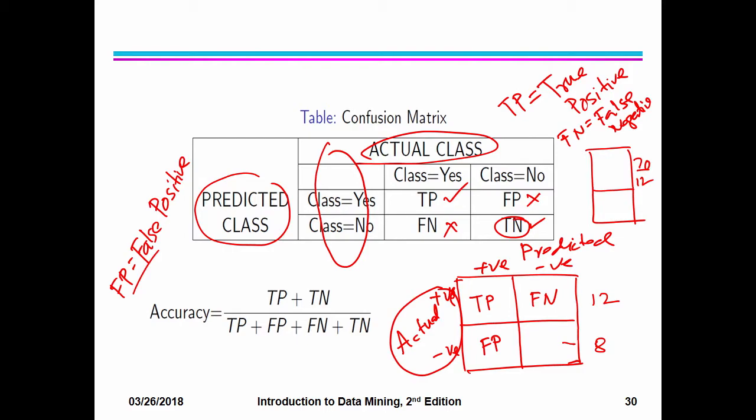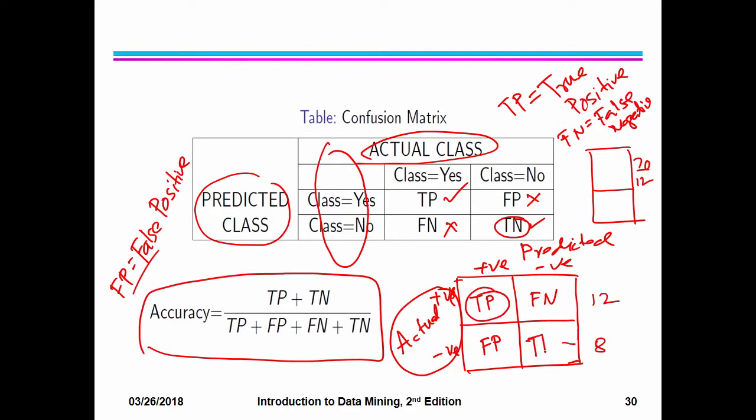And then what is the accuracy for a classifier? Accuracy of the classifier is something here: true positive plus true negative divided by the total number of objects present in the test data set. Okay.